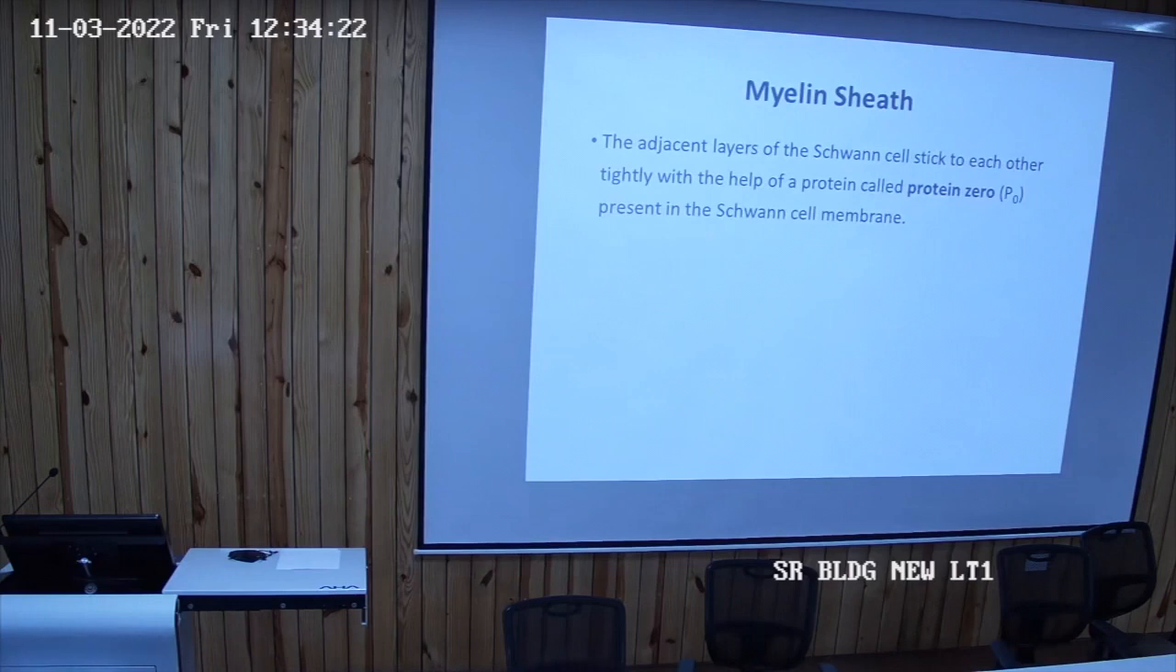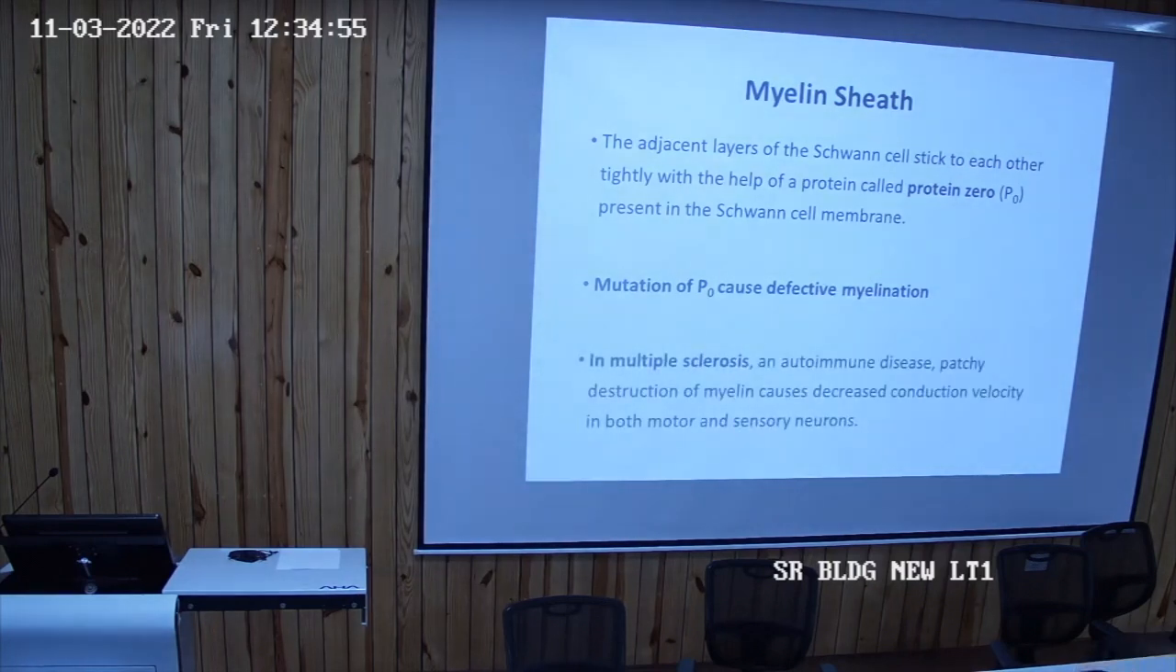So what happens during degeneration of the myelin sheath? If this protein gets mutated, this protein gets changed, what will happen? There will be defective myelination. So a disease occurs that is called multiple sclerosis. In multiple sclerosis, this protein gets mutated and there is defective myelination, so that it will hamper the transmission of information.